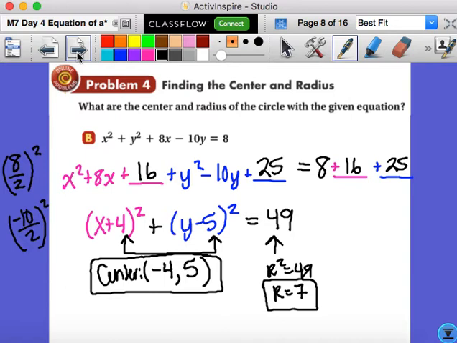If we were to graph this particular circle, we would want to start by placing our center at -4, 5. And then if our radius is 7, that's the distance on all sides. So I could count up 7, I could count down 7 from the center, left 7 from the center, and right 7 from the center. And to the best of my ability, I would sketch that circle.